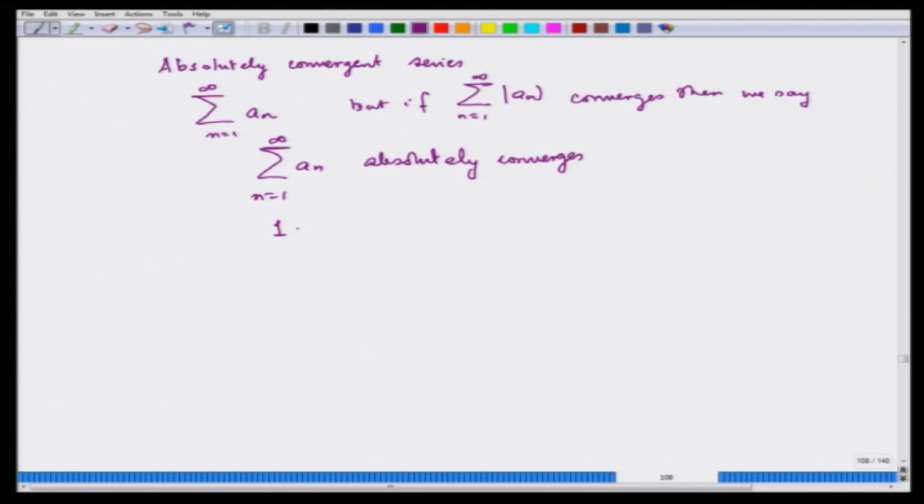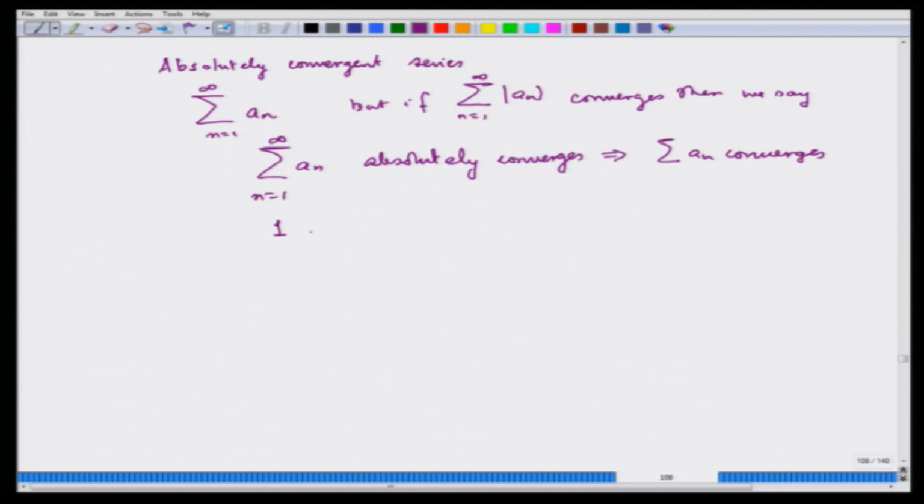So, if summation mod a_n absolutely converges, it implies that summation a_n converges, but it is not so simple to show this fact, it needs a little work. So, this is absolutely converging, this summation mod a_n is converging, but that means summation a_n also converges. We do not prove it, but it is not a straightforward fact.